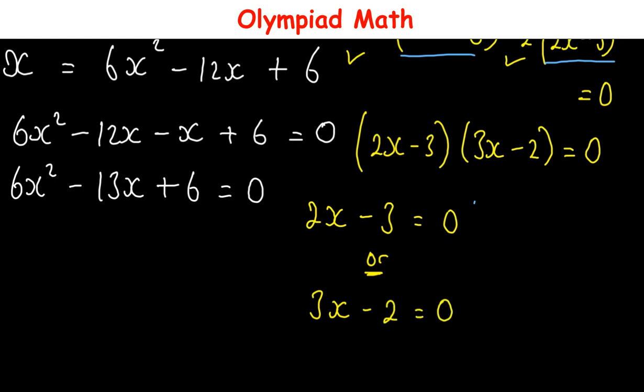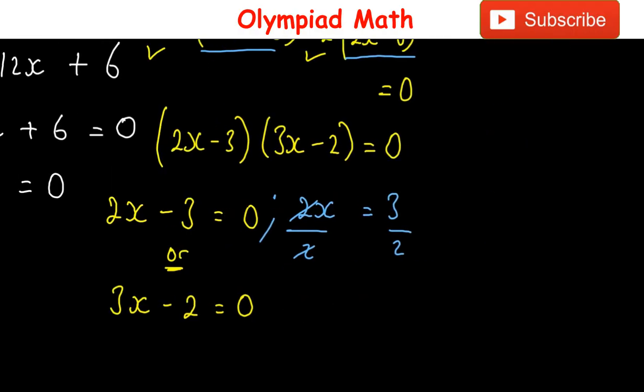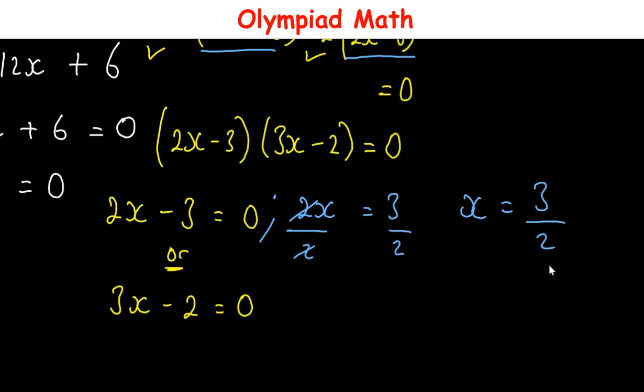So solving this right here, we have that 2x is equal to 3. Divide both sides by 2, so 2 will divide 2. And from here, we then have the value of x: x is equal to 3 over 2.